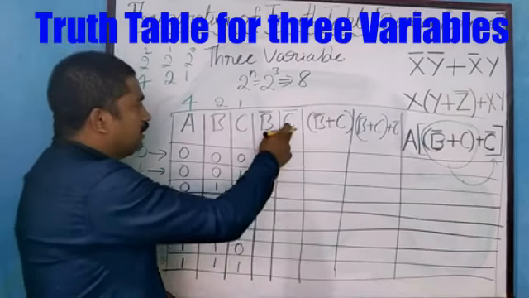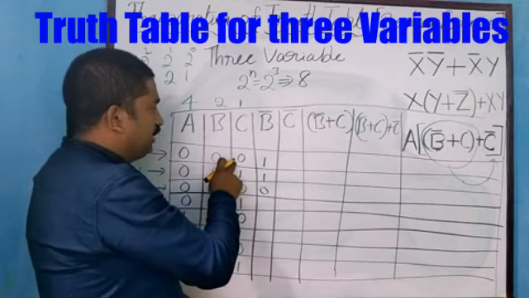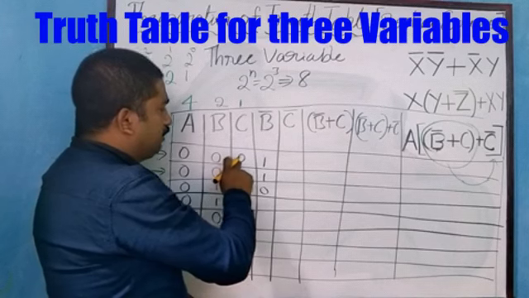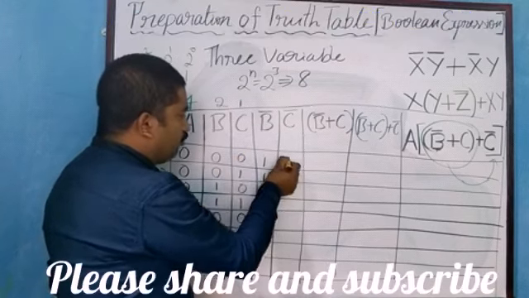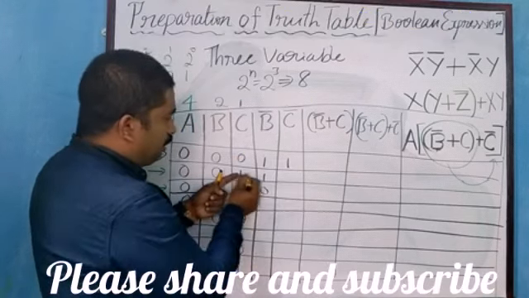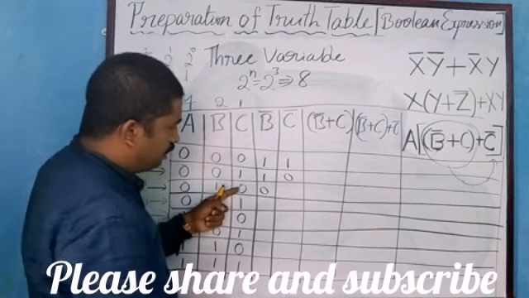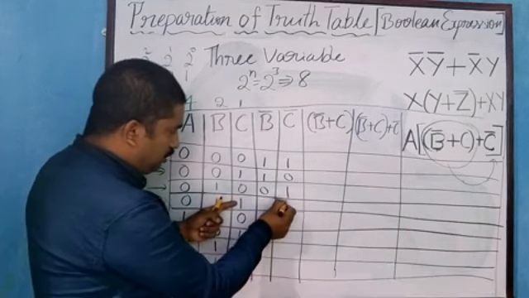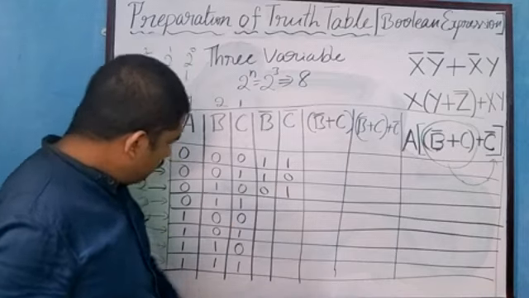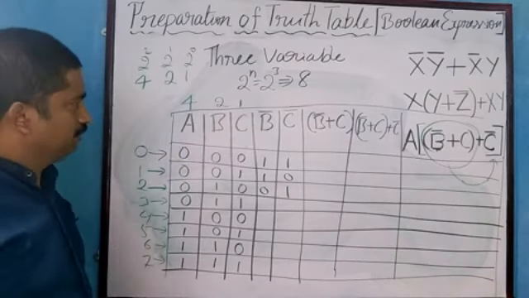Next is the C complement. We need C, this column. Find the complement of 0, that is 1. The complement of 1 is 0. Complement of 0 is 1. Complement of 1 is 0. Like this, you can write it. You can fill the table.